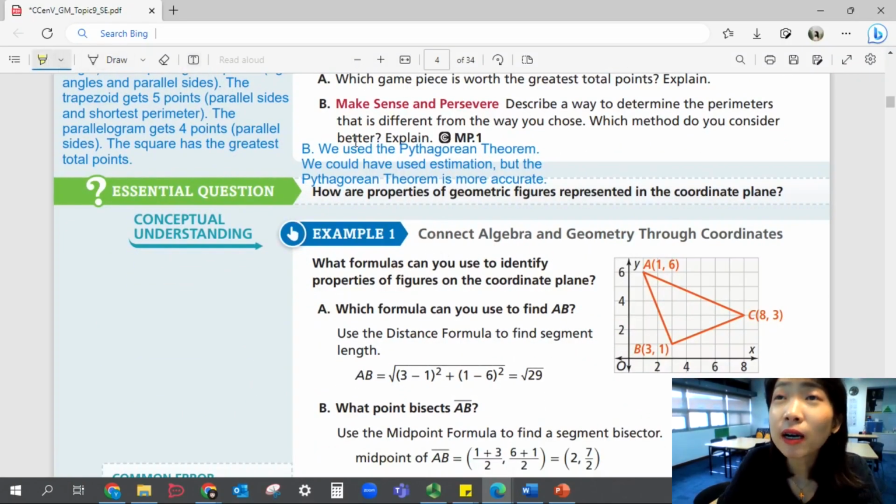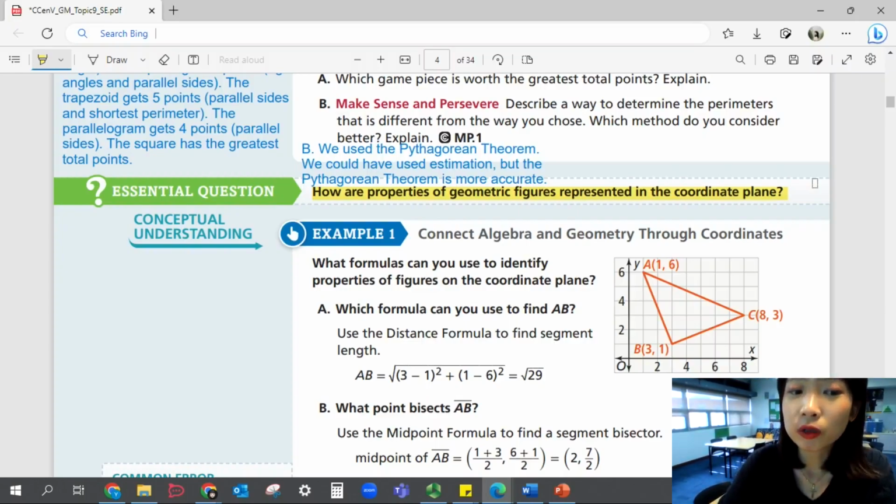Okay, so let's think about the essential question for the lesson. How are properties of geometric figures represented in the coordinate plane? So we'll see different kinds of figures on the coordinate plane, and we'll be able to identify different parts, different information, depending on the information given. So this lesson is highly relying on Algebra 1 skills. So if you don't remember coordinates, please go back and review them.